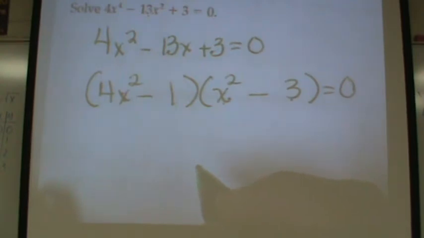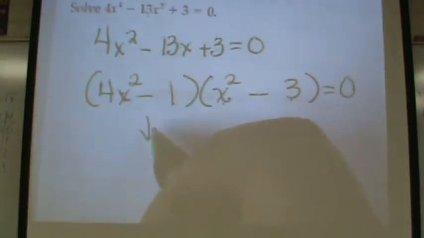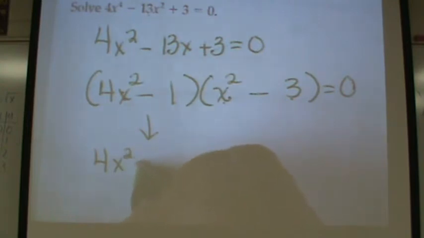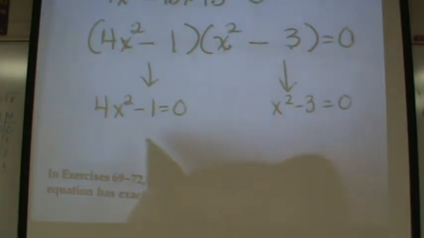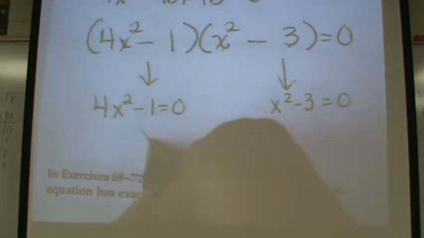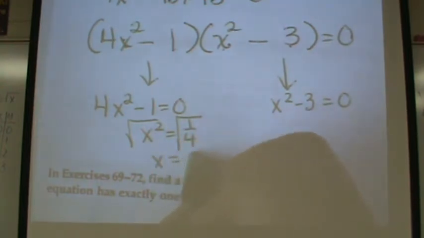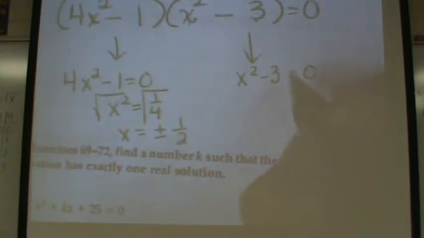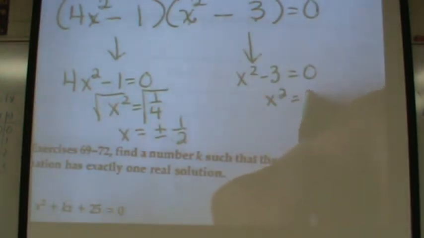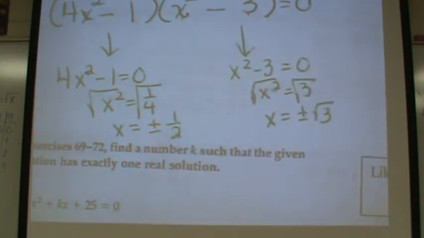So now what you're going to do, you're not done. Now you're going to treat these like miniature take-the-square-root-of-both-sides problems. For this one, you're going to add 1 and divide by 4. Square root of both sides, and you get x is plus or minus 1/2. If you can take the square root of the numerator and the denominator, do that. And then this one right here, you're going to add 3, and then root both sides, and x is plus or minus root 3. So there's 4 answers.